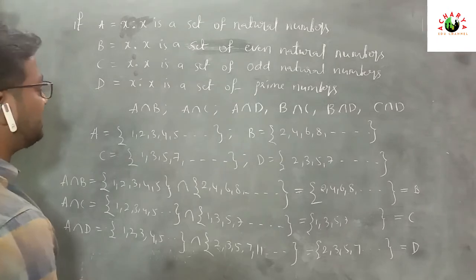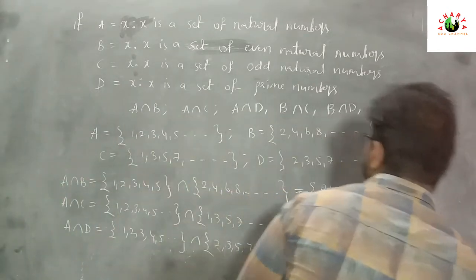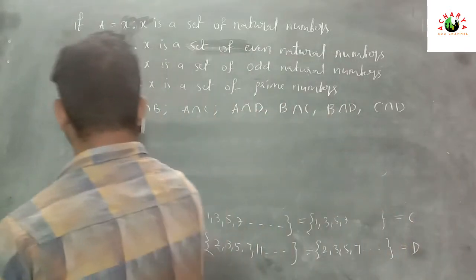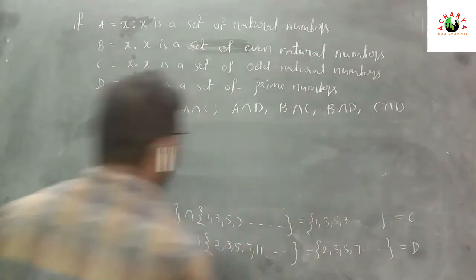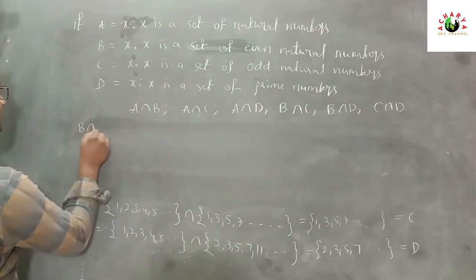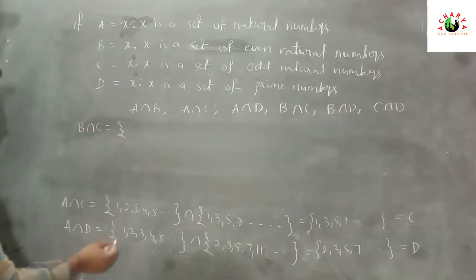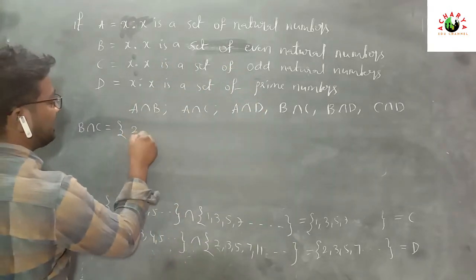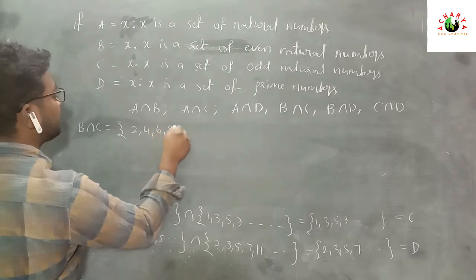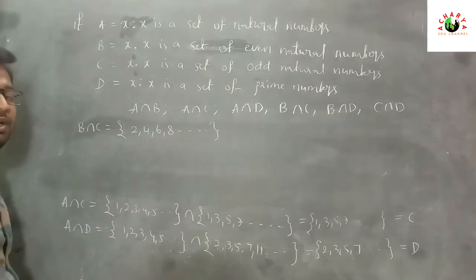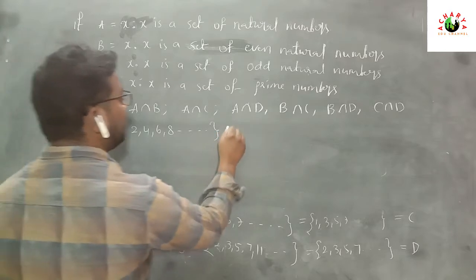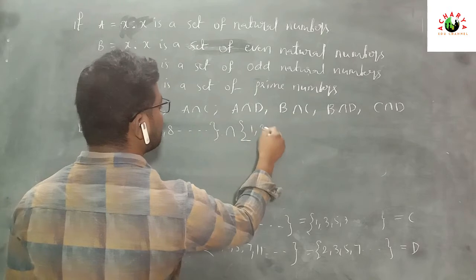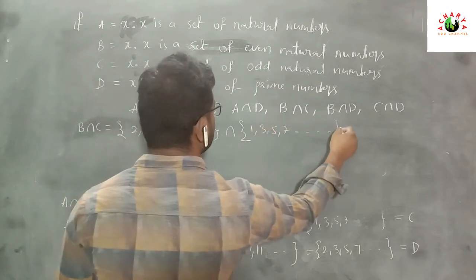Next, B intersection C. B means what here? The set of even natural numbers: 2, 4, 6, 8, and so on. These are all even numbers. Even natural numbers intersection C. C is the set of odd numbers: 1, 3, 5, 7, and so on.